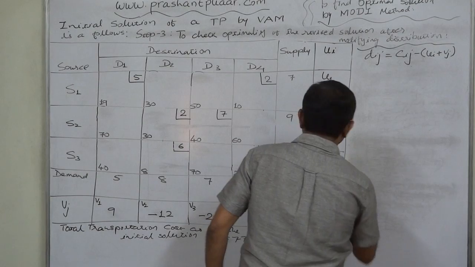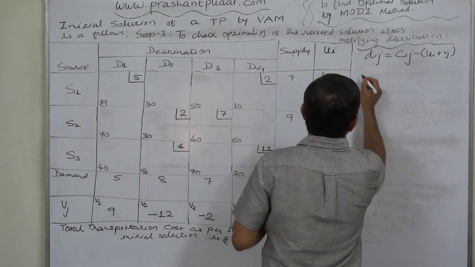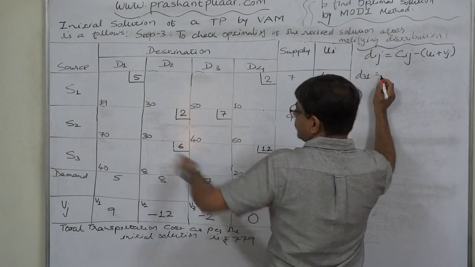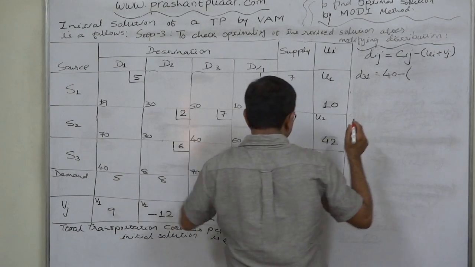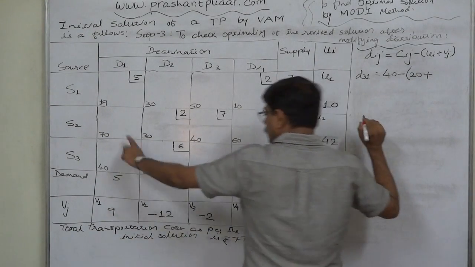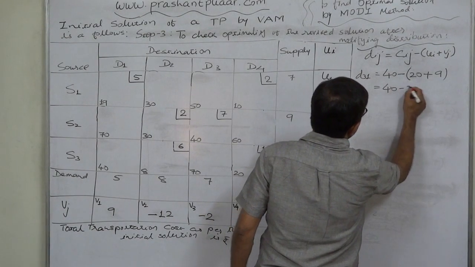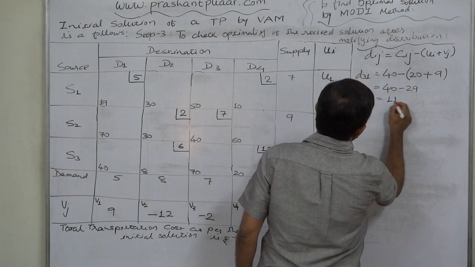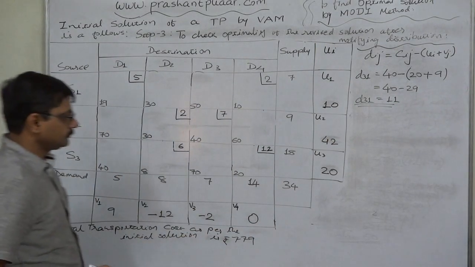S3, in which the first cell is empty, cell 3 1. So let us calculate D31. The relevant C is 40 minus sign according to formula. Relevant U is 20 plus sign according to formula. Relevant V is 9. 40 minus 29, again it comes to 11 or positive 11.